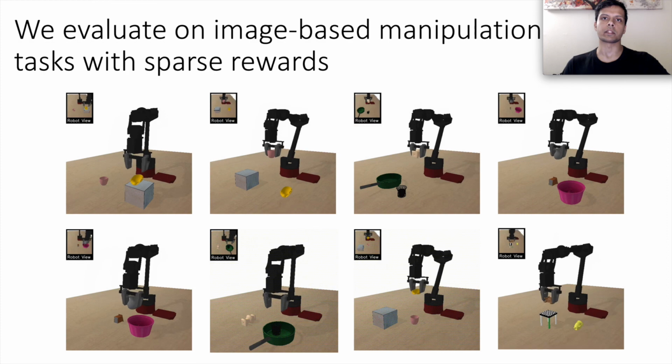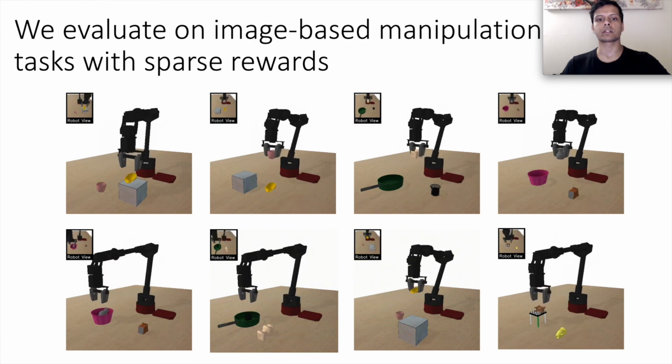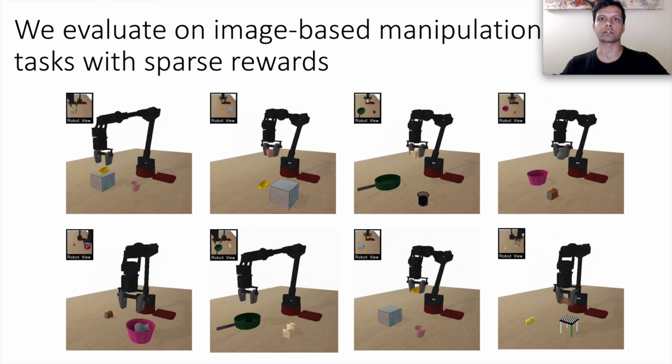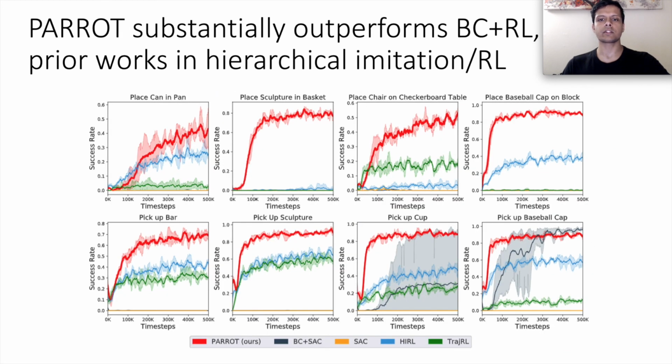We evaluate our method on a suite of robot manipulation tasks involving previously unseen objects, image observations, and sparse reward functions. PARROT substantially outperforms baselines such as initializing from behavior cloning and prior works in hierarchical imitation and reinforcement learning.